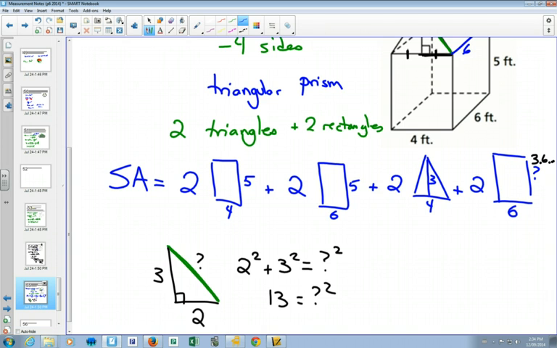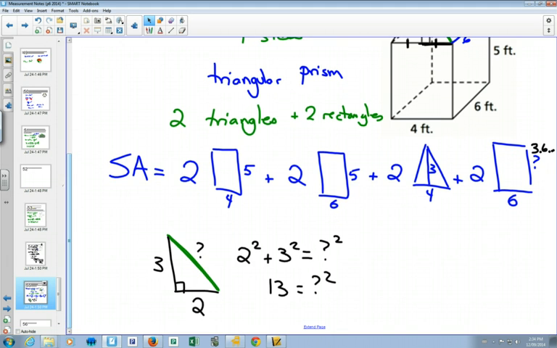I was listing everything. So now I can go to my calculator and I can do 2 times 5 times 4 plus 2 times 6 times 5 plus 2 times 4 times 3 divided by 2, because that's a triangle, plus 2 times 6 times 3.6. Can you try it on your calculator? I'll try it on mine. I got 155.3.